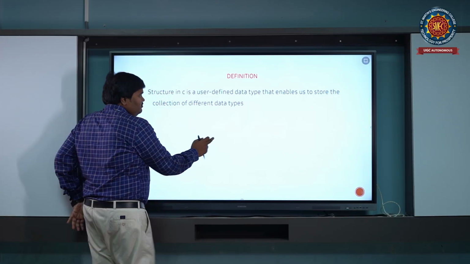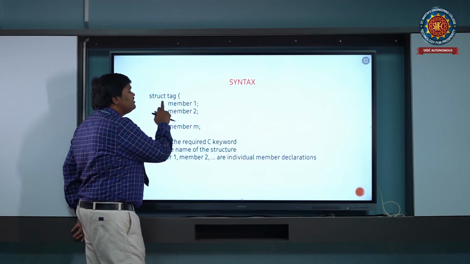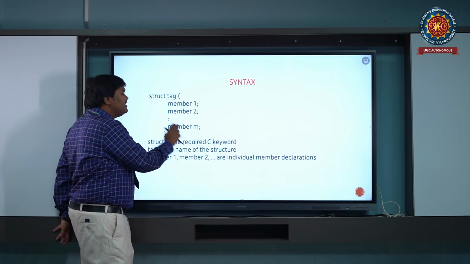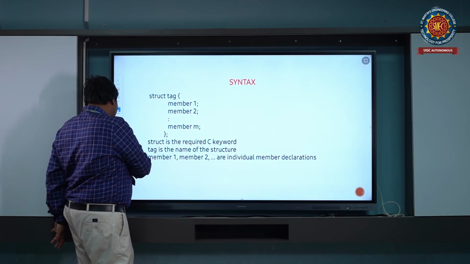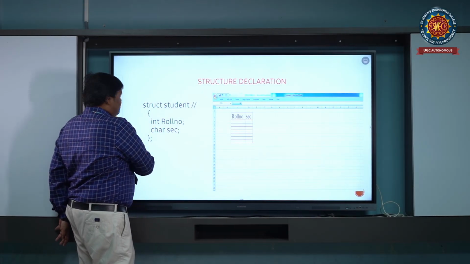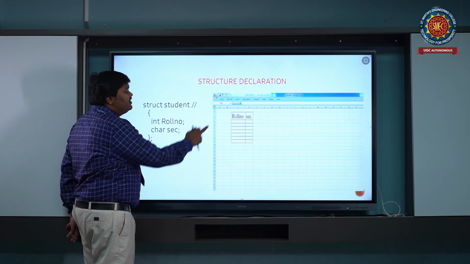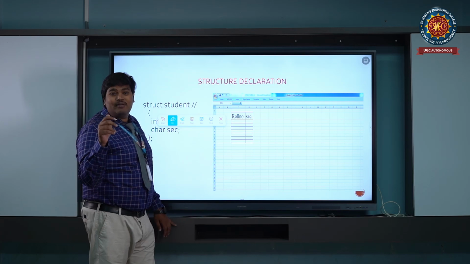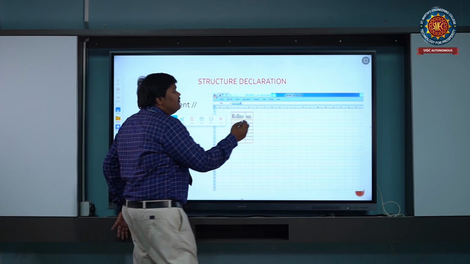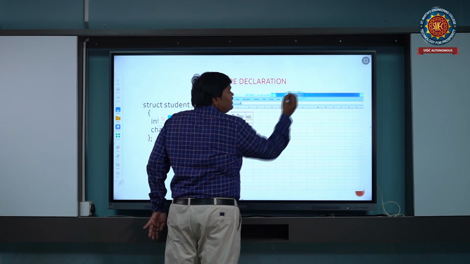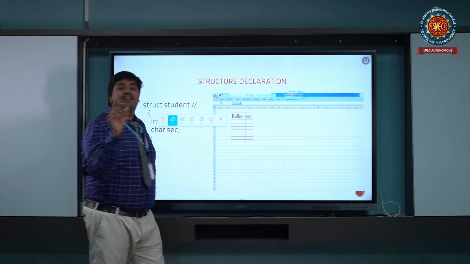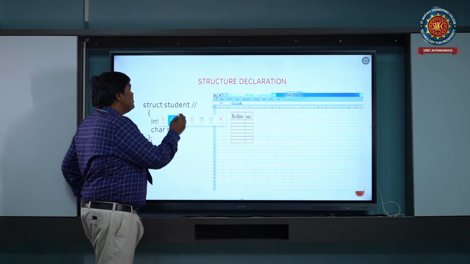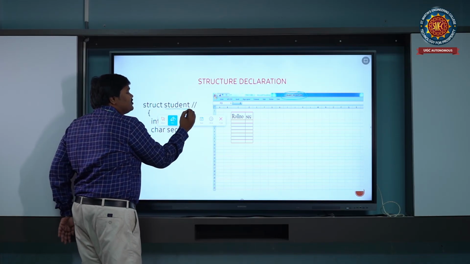So see the syntax: struct, tag, and member 1, member 2, and member 3, and struct is required as a C keyword. So what is the meaning of this? Suppose this is one Excel sheet. In this Excel sheet, I want to store information about the student, that is their roll number and section. So first of all, see this name, student. Microsoft Excel is there. That is the student. The name of the file is called the structure name. That's why you have to declare struct student.